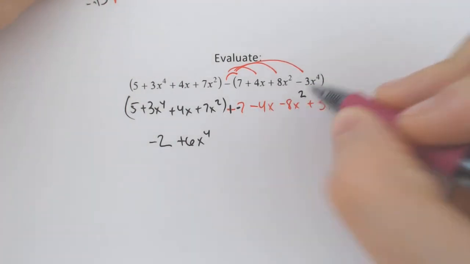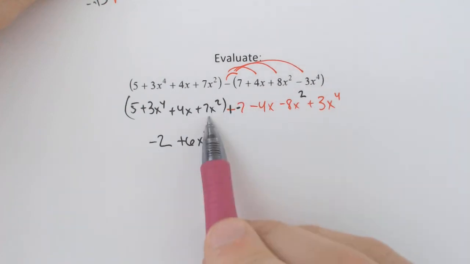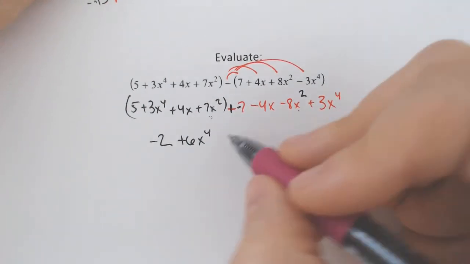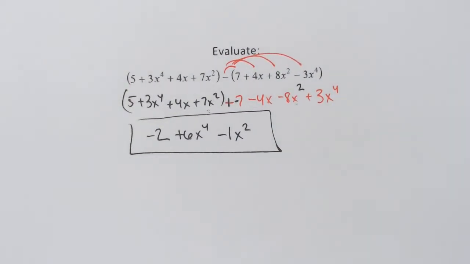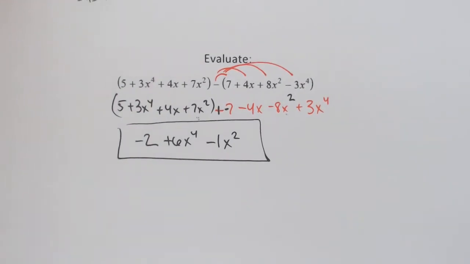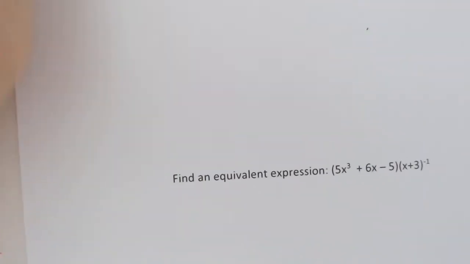And be careful, I almost forgot my squared here. 7x squared and negative 8x squared makes negative 1x squared. You do not need to write the negative 1 in front of it, but you can. You're not going to be shamed for writing it. Next page. This next one is perhaps one of the harder ones.